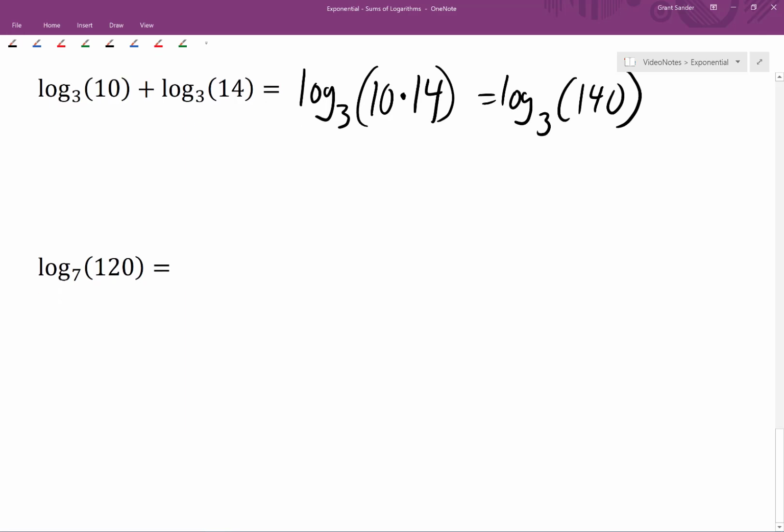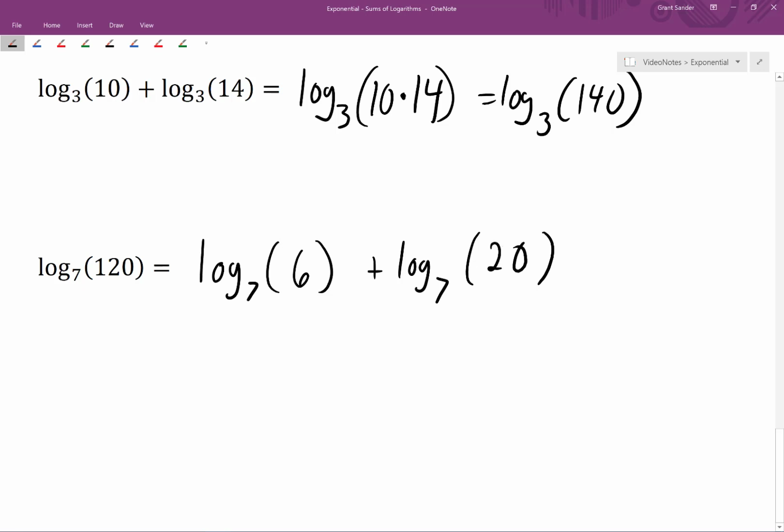On the other hand, if we have the expression log base 7 of 120, then we could rewrite that in a lot of different ways. So we could do log base 7 of something plus log base 7 of something else, where these two inputs just multiply to be 120. So we could have 6 and 20, because 6 times 20 gives us 120, or it could have been 10 and 12, or 1 and 120, so long as these two inputs multiply to give us 120.